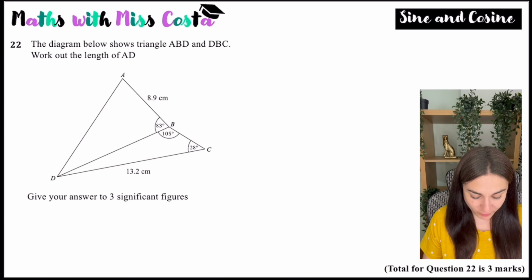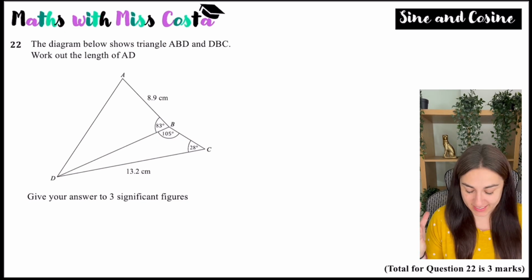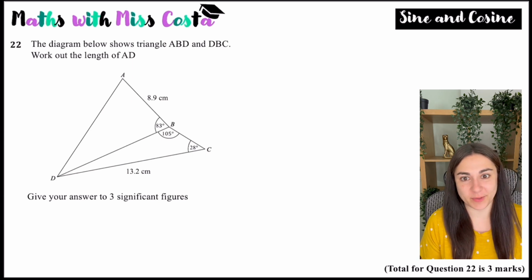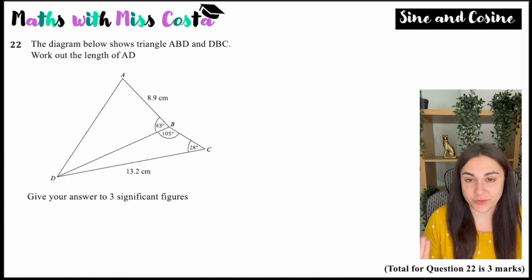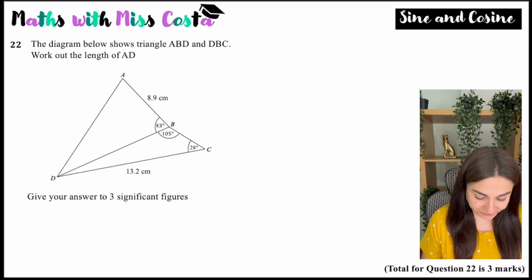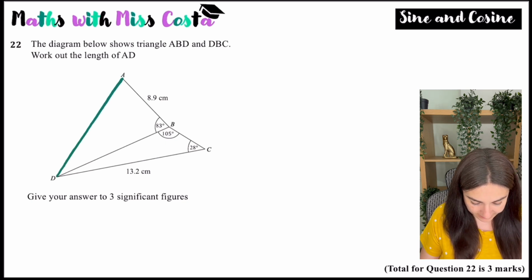Okay, so here I've got 2 triangles, non-right angled triangles. So even if the little helpful thing at the top in the right hand corner didn't tell me what I was going to be doing, you should think to yourself in an exam, 2 triangles, none of them are right angled, so I'm going to be using sine and cosine or area of a triangle. So let's have a look. I have triangle ABD and DBC, and I need to work out the length of AD. And then I need to give my answer to 3 significant figures.